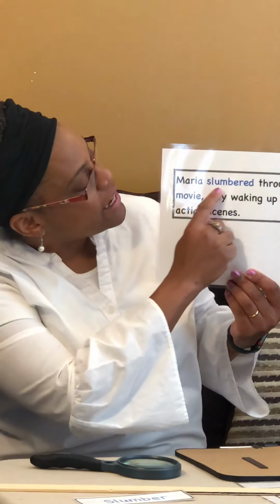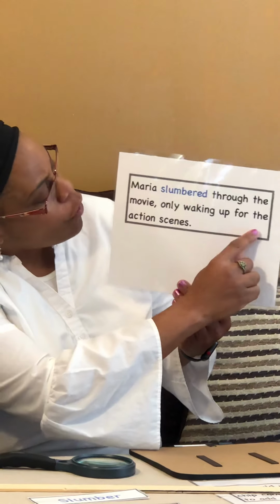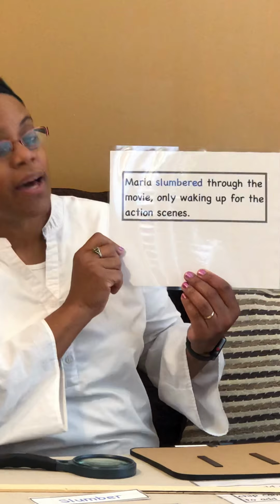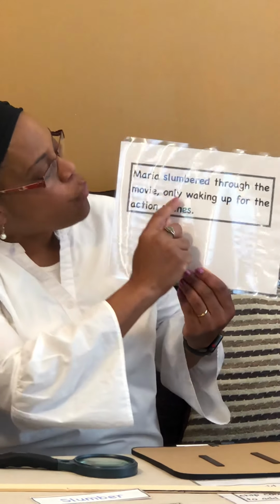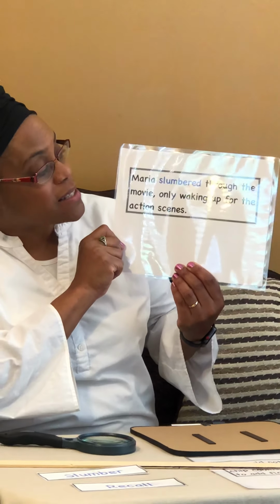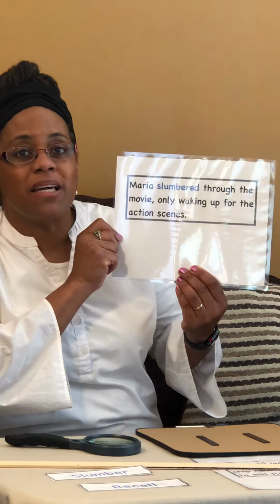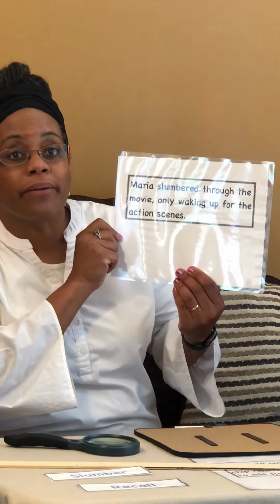What clues or hints help you to understand or to figure out what the word means? Let's look at the sentence again. Maria slumbered through the movie, only waking up for the action scenes. Now, students, if you guessed waking up helped you to understand what slumber means, then you are correct. We know that waking up must mean the opposite of slumber. And slumber must mean to sleep or to sleep lightly.